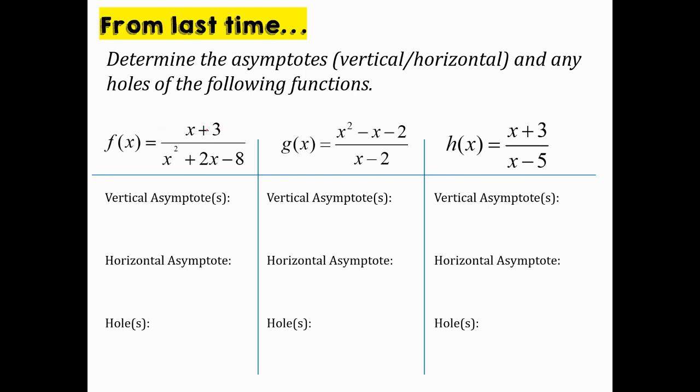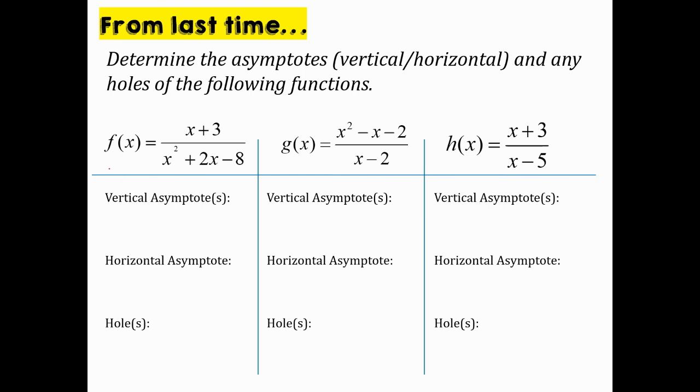So what we want to do is we want to be able to have these in factored form so we can see if anything cancels, right? Because if something cancels, that's what creates a hole. And remember that a hole is a point. You can have more than one, but a hole is a point. So I need both the x and the y, right? Not just where does it happen, but at what height does it happen?